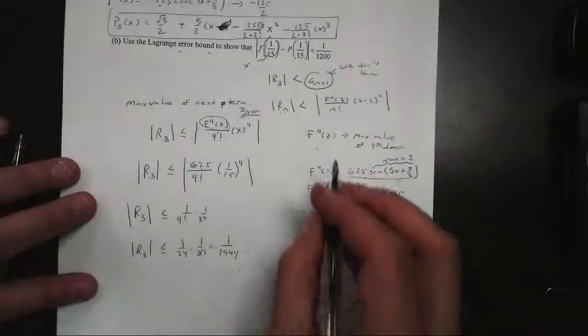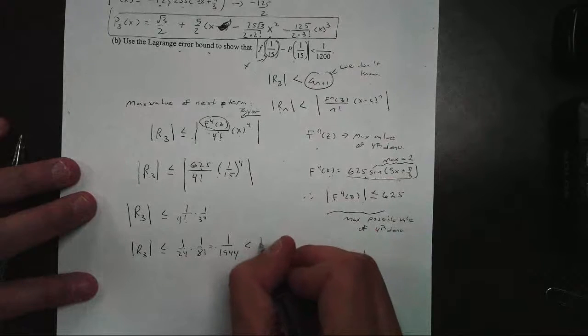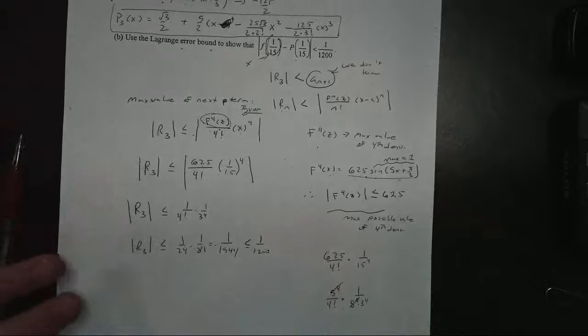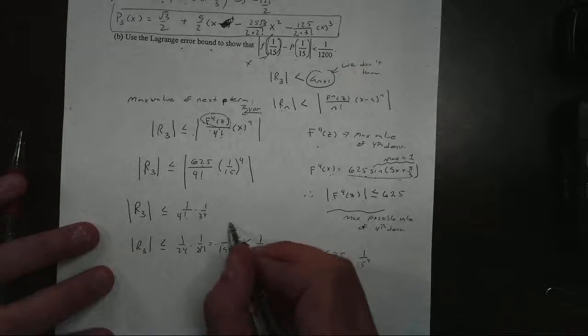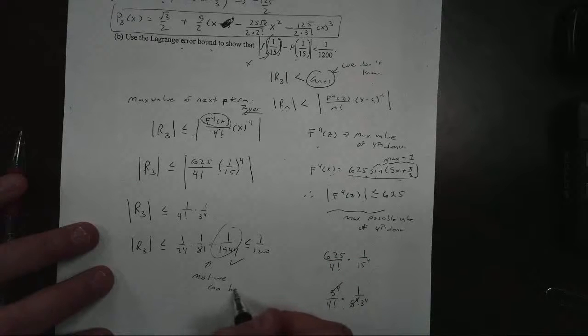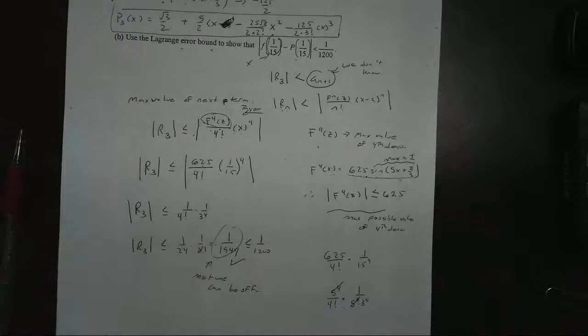Which is less than this 1 over 1200, less than or equal to that 1 over 1200. Therefore, the value of my next term, the most we can be off by Lagrange, is less than 1 over 1200. So therefore, by Lagrange error, we know that our error will be less than 1 over 1200.